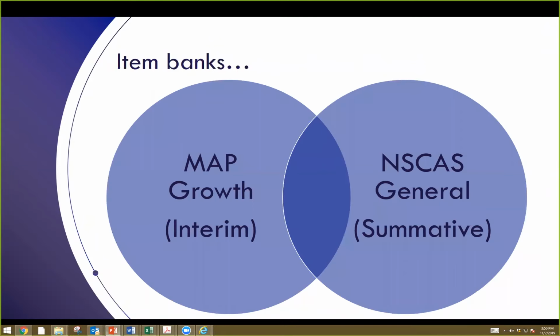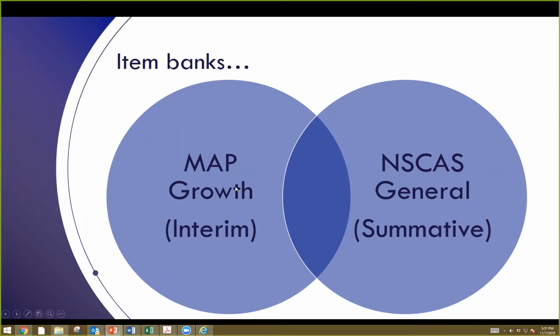Just if you look at this here, right now we have two item banks. We have the MAP growth interim item bank, and we have the NSCAS general summative item bank. The NSCAS general summative item bank is made up of all items that were either written or reviewed by Nebraska educators. Everything in this basket over here was written by or approved by Nebraska educators. Everything that was written over here is aligned to Nebraska standards, but not everything is approved by Nebraska educators.